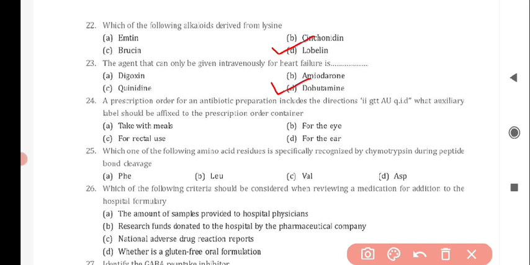Next question is a prescription order for an antibiotic preparation includes the directions IIGTT AU QID. What auxiliary label should we affix to the prescription order container? And the correct answer is option D, that is for the ear.